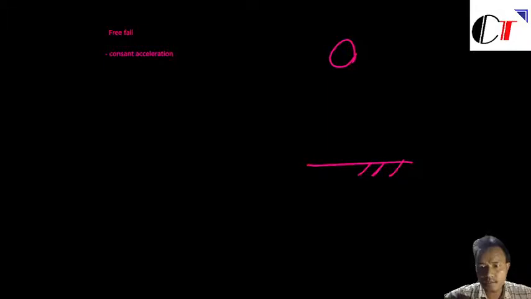Free falling motion, as you will see later, is just constant acceleration motion. So let's first try to prove that free falling motion is constant acceleration motion. Let's have a particle here, and let's say this is the surface of the earth, the ground. The particle is somewhere above the ground, and now the particle is falling freely to the earth's surface.